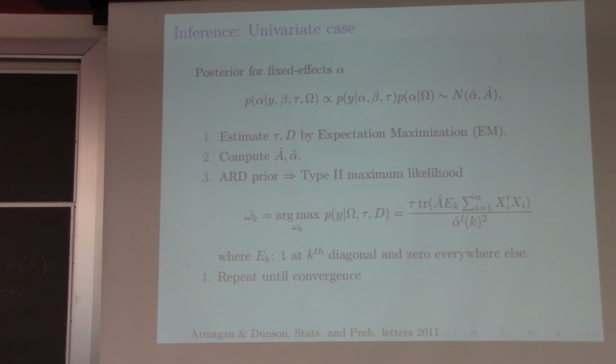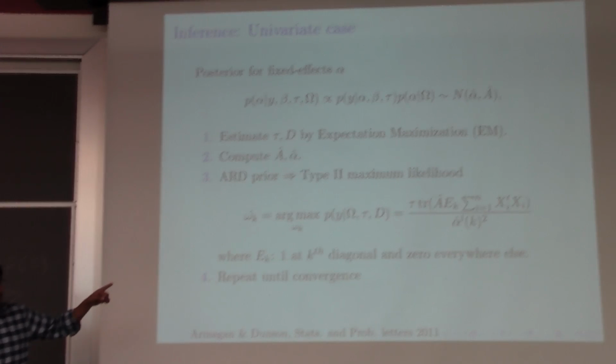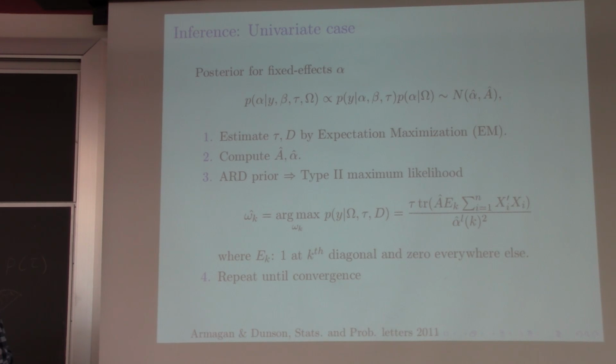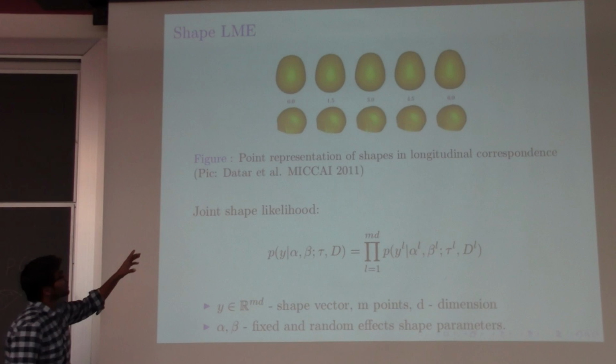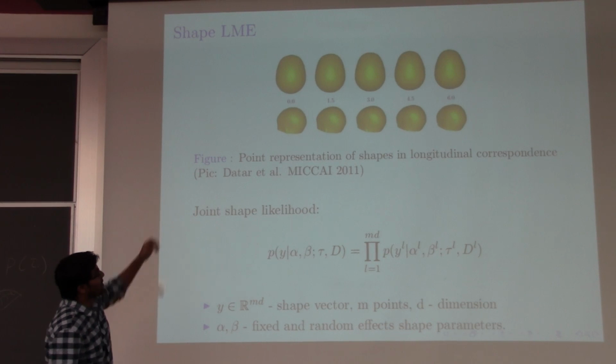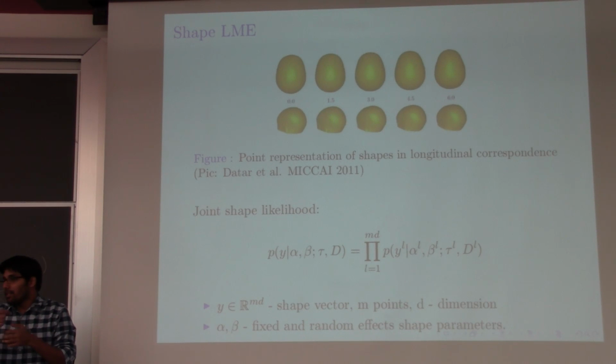Don't worry about the expression. I just wrote it out because the shape expression is very similar. I'm doing this in the shape case now. This is now for the univariate setting. So in shape, I don't know how clear the picture is, but if you are able to see, there is a bunch of points on the shape. Is that clear? Maybe I should have done this at the beginning of the presentation.